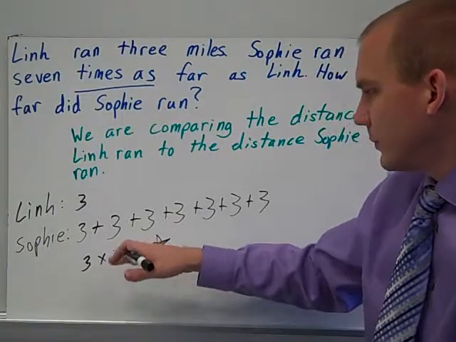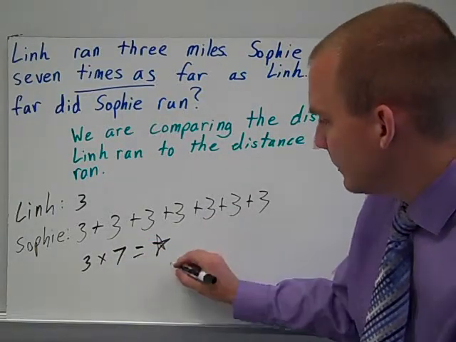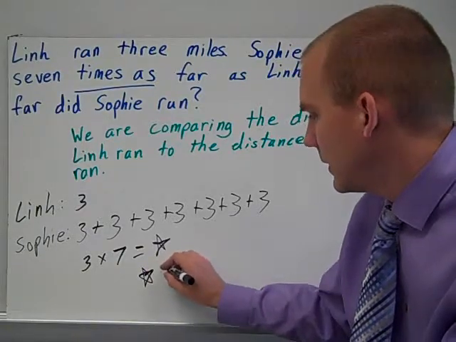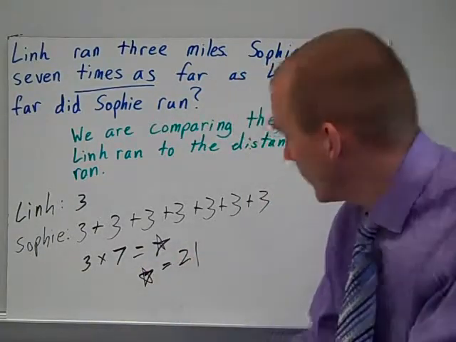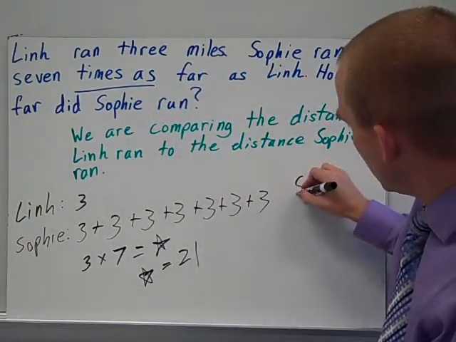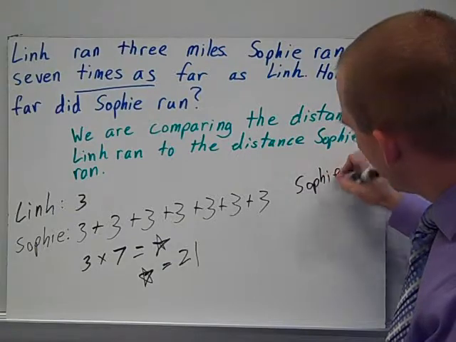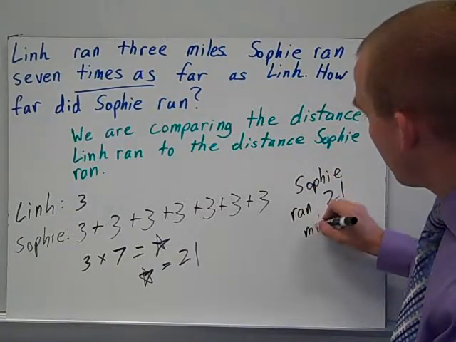If we add all these up, or we just work out an array or solve 3 times 7 using groups, we'll get that star equals 21. So we go back to the question. How far did Sophie run? Well, Sophie ran 21 miles.